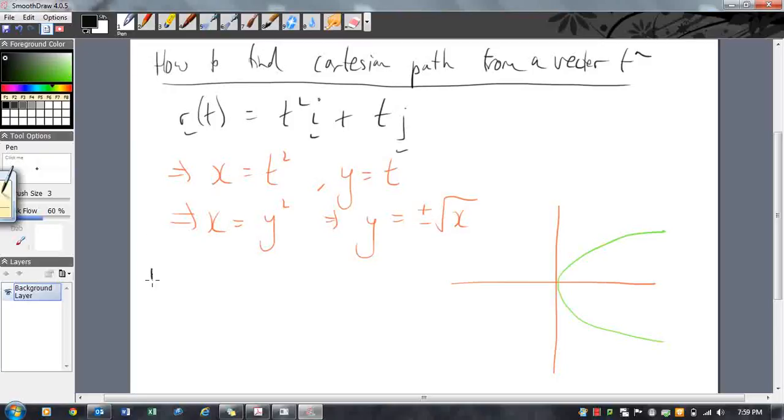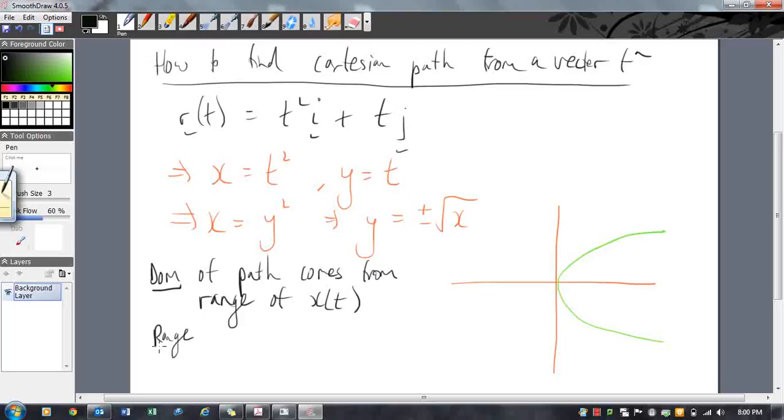Now, just another thing, the domain of the path, if you think about it, will come from the x function. So it'll actually come from the range of the x function. You look at the x function, see what the range of that is, and that will determine what your domain of the path is.